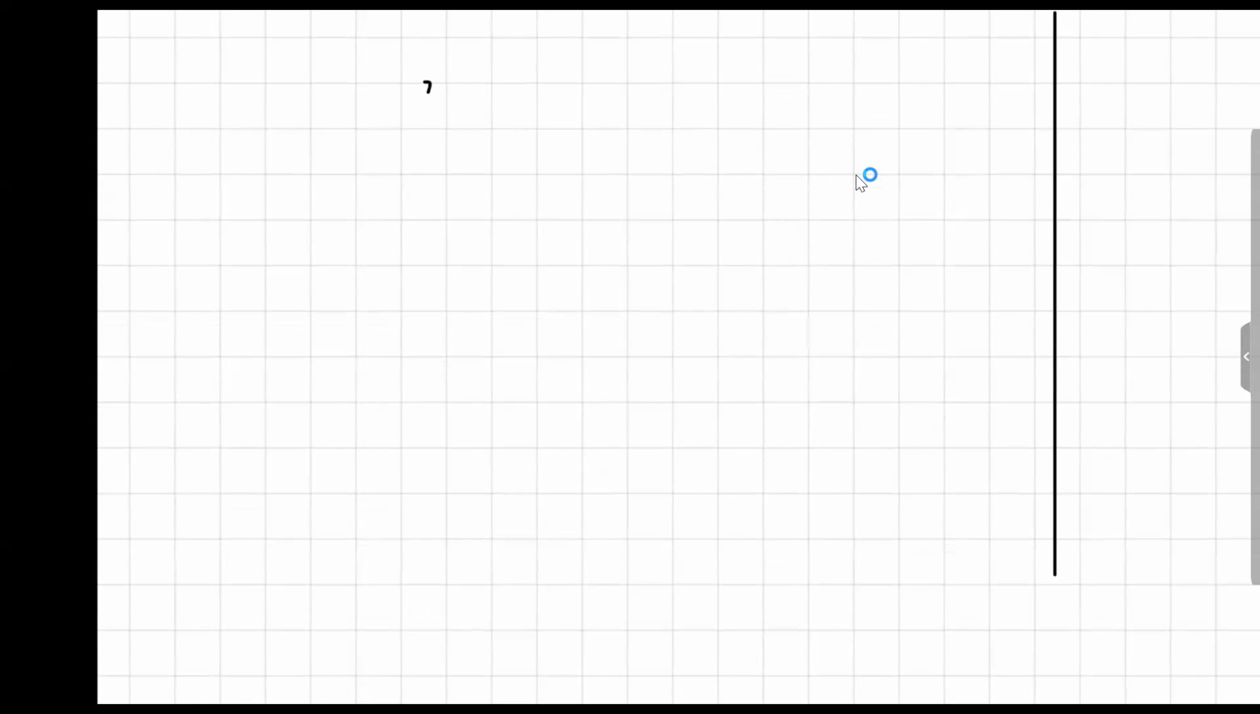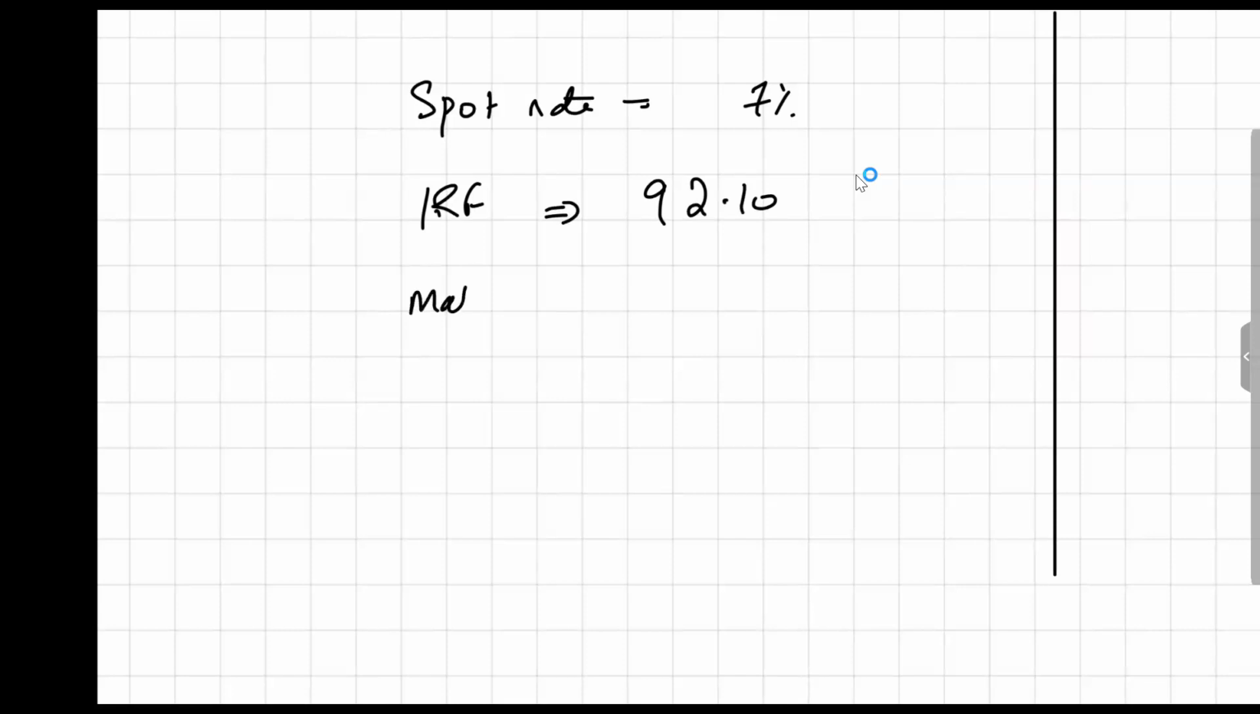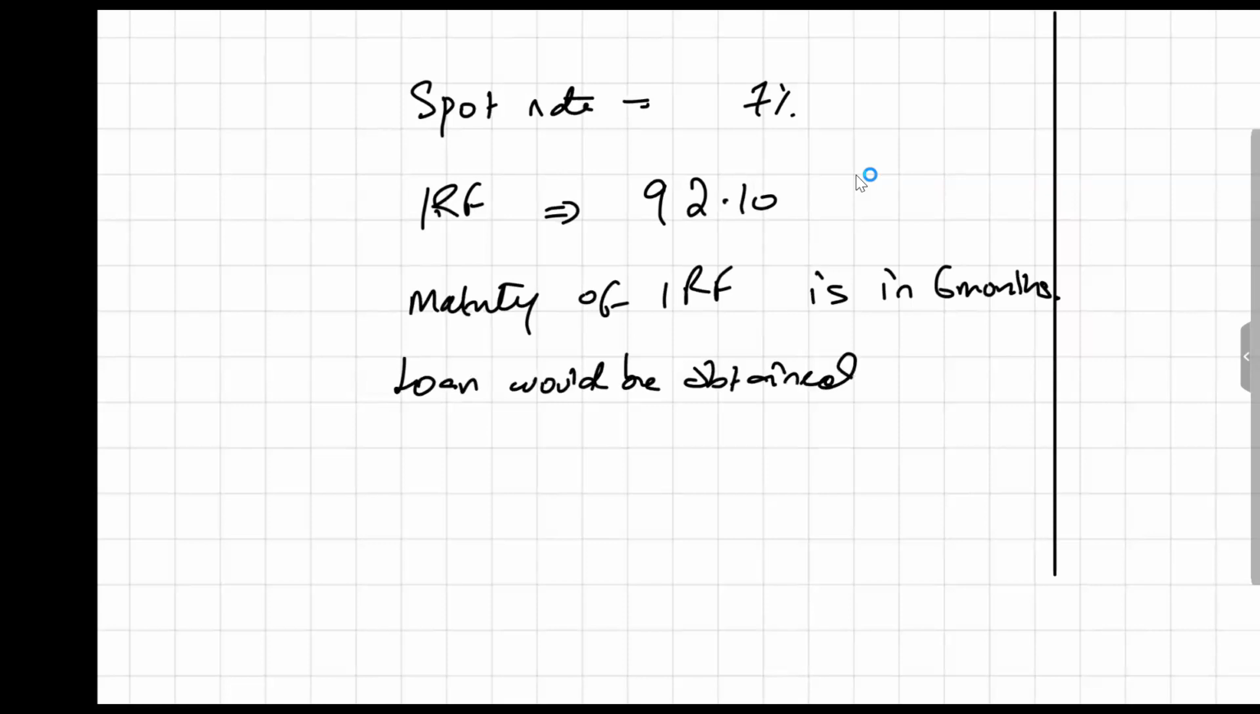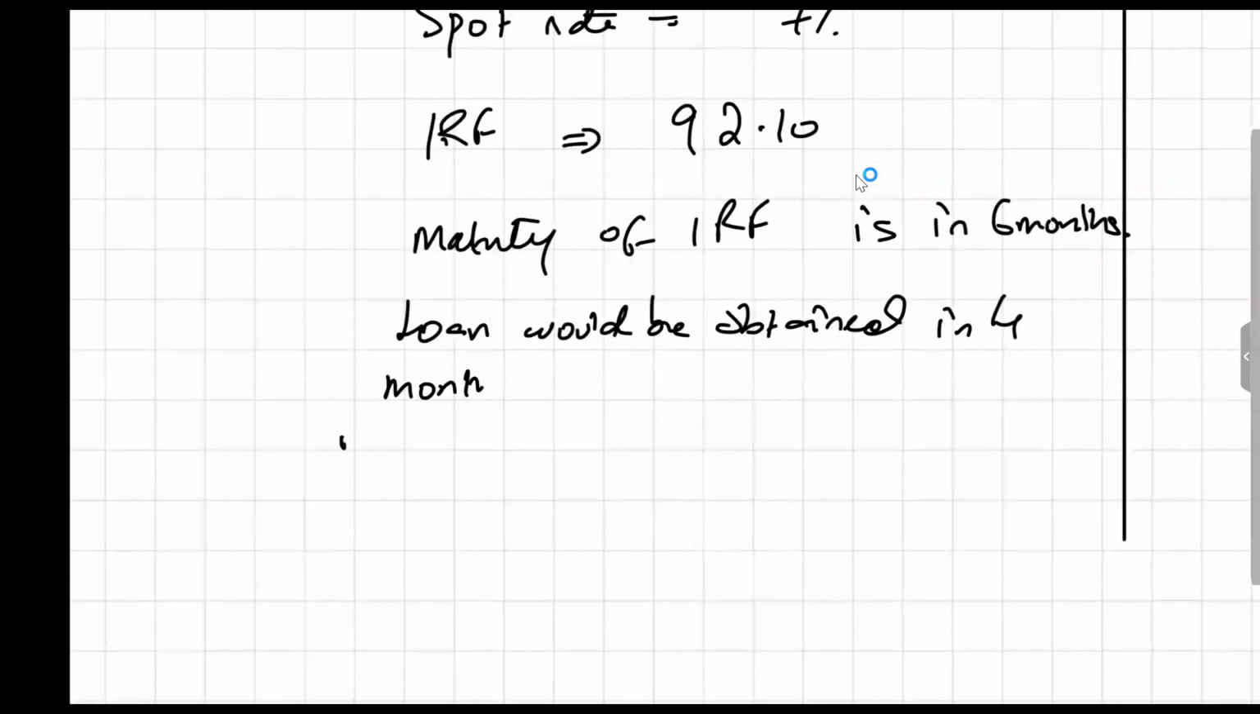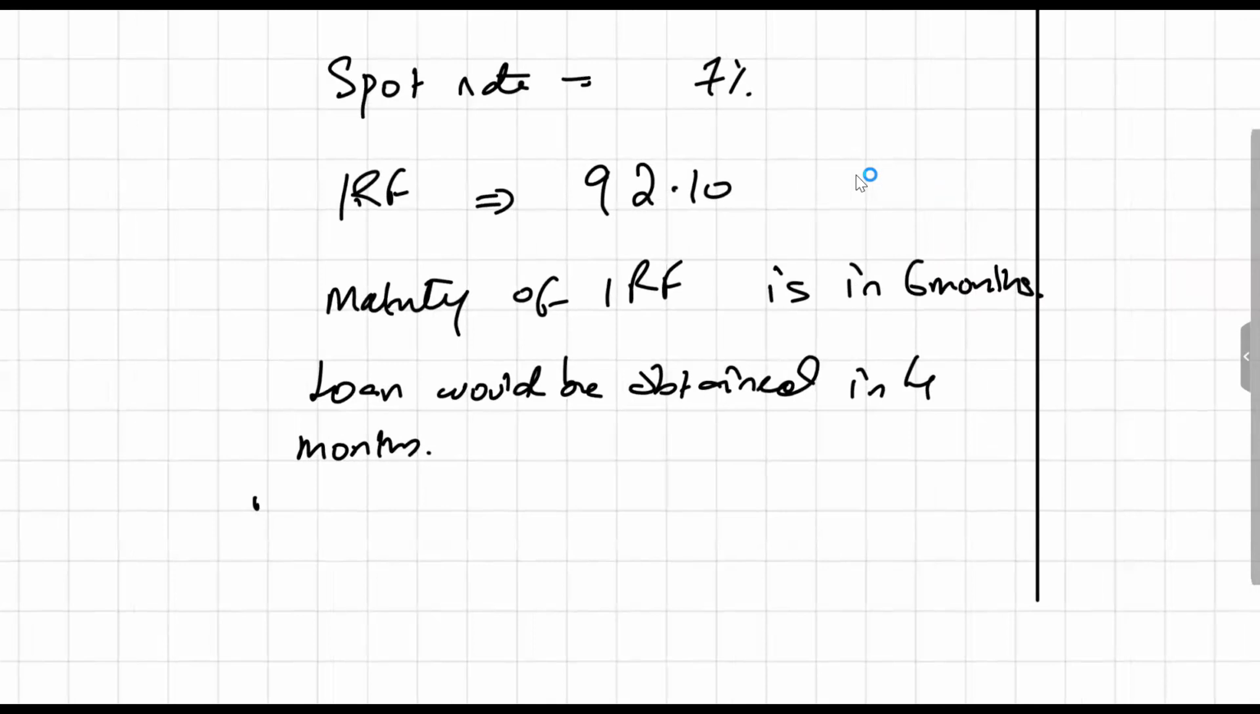Now see what happens is that let's say the spot rate is 7% and the interest rate futures are trading at 92.10. The maturity of the interest rate future is in 6 months. The loan would be obtained in 4 months. Now try to understand what's happening.